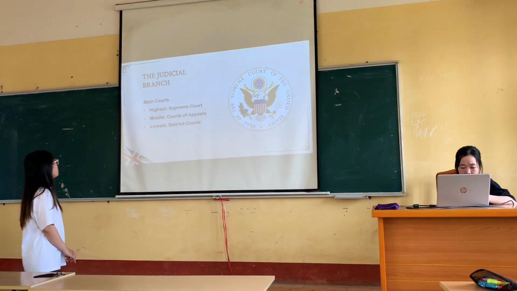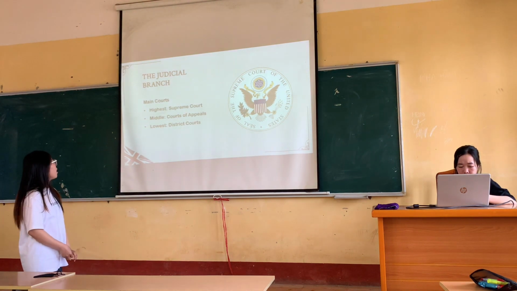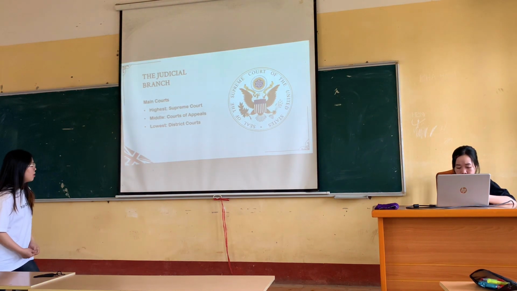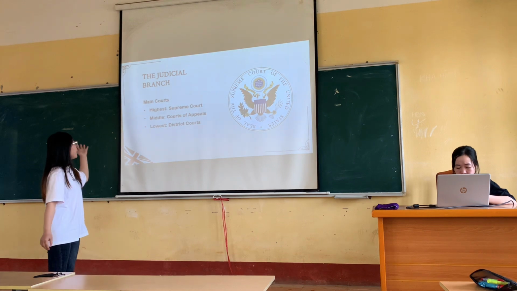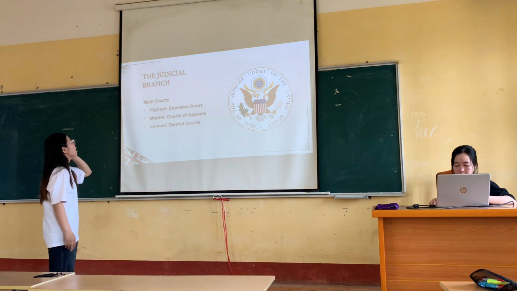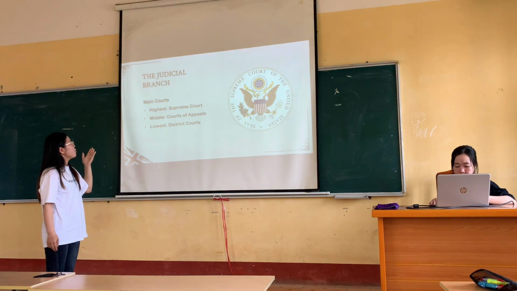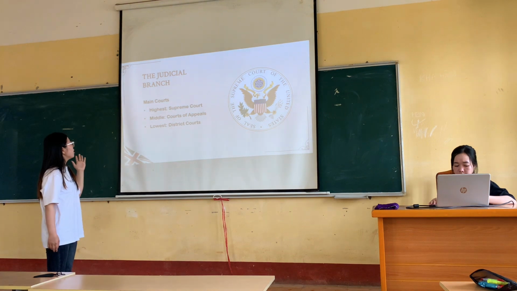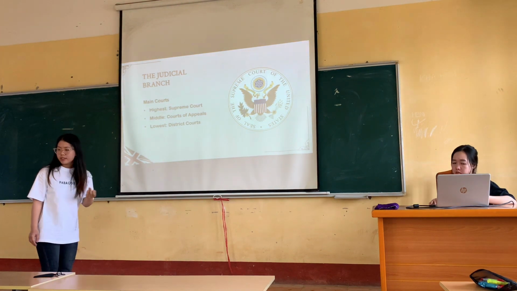The judicial branch has 3 main courts. The first, the highest, is the Supreme Court, the middle is the Court of Appeal, and the lowest is the District Court.